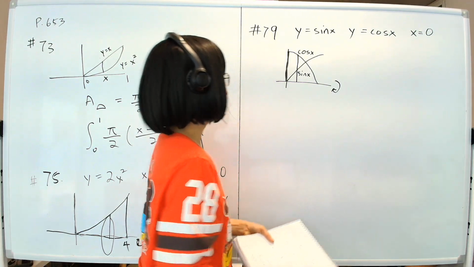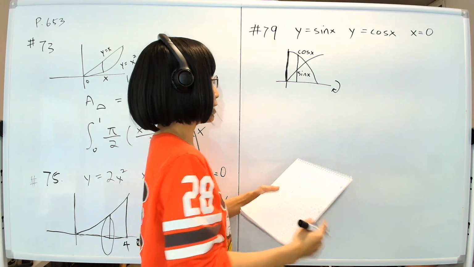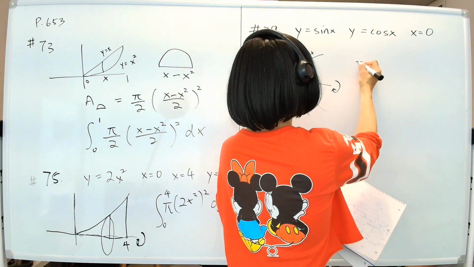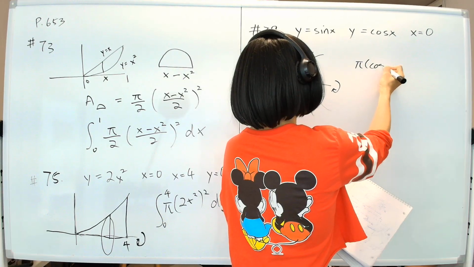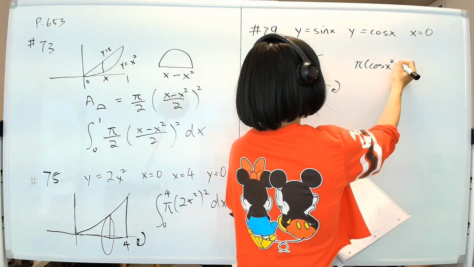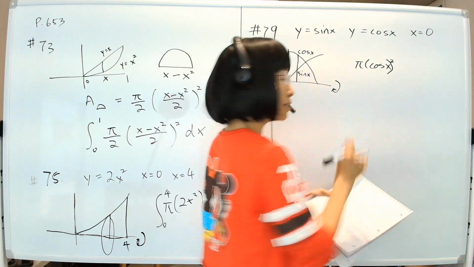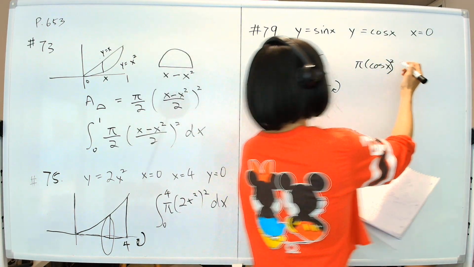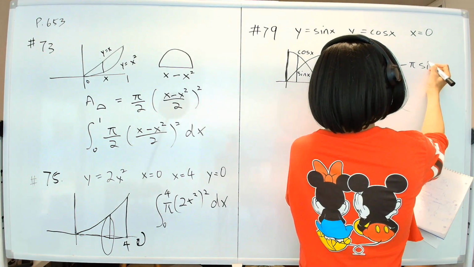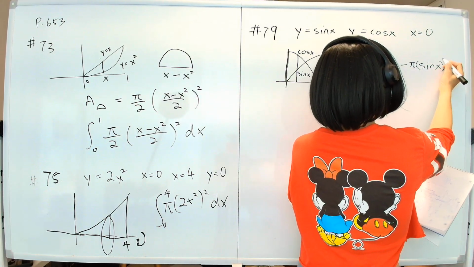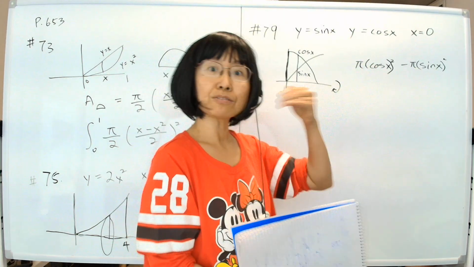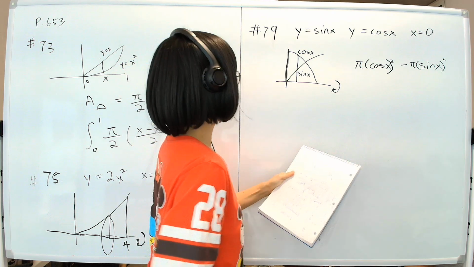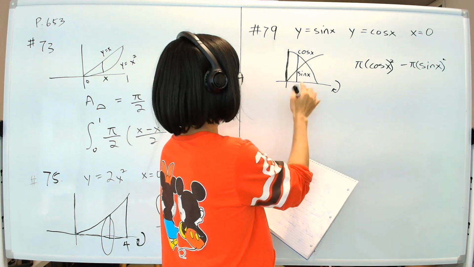So what is the area? The area for each one would be the area of the big circle. The outside circle would be pi r squared, which is pi cosine x squared, the whole cosine being squared. And then the area on the inside, which we will subtract, is equal to pi sine x squared. Sometimes we also write it as sine squared x, but I'm not going to do that right now to keep things clear. And then we're integrating along dx.